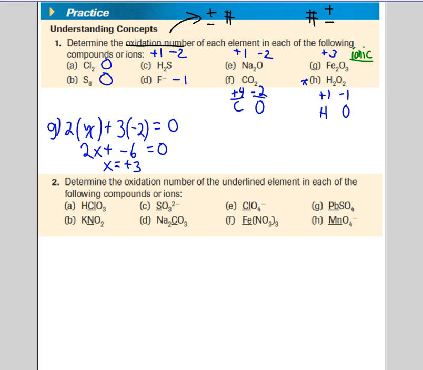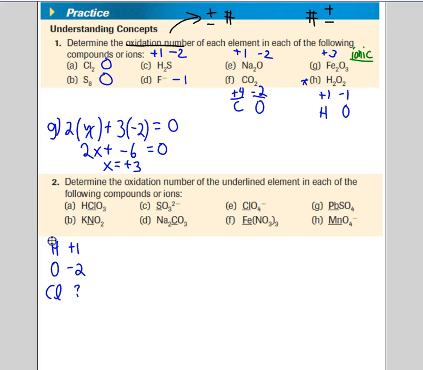So let's look at hydrogen chlorate. So here we have hydrogen at oxidation number of +1. We have oxygen with an oxidation number of -2. And we have chlorine with some unknown oxidation number.